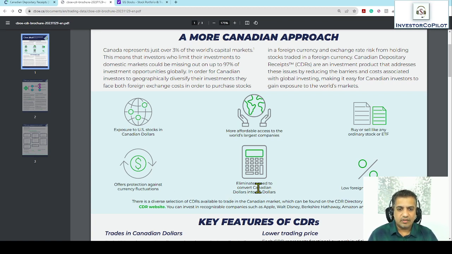It eliminates the need to convert Canadian dollars to US dollars, so you save that 1 or 2 days and you don't have to go through the hassle of putting a request to your brokerage to convert your currency. And low foreign exchange costs obviously is an advantage. So a lot of advantages to CDRs. They have been around for the last 3 or 4 years, since 2021 to be precise, and a lot of Canadian investors are showing interest in CDRs. Great way to hold US assets.